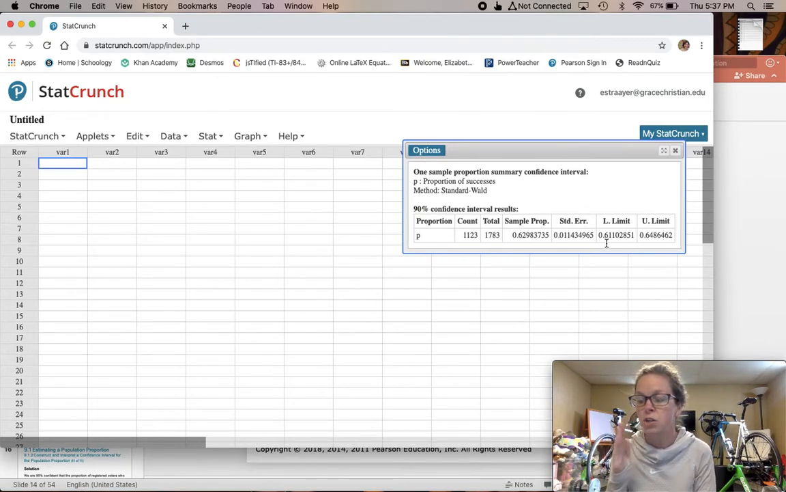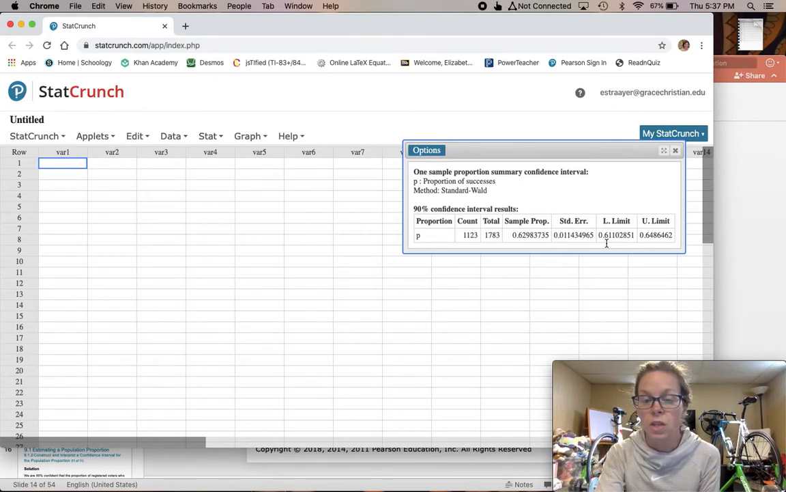The margin of error is how much do we add and how much do we subtract from that point estimate to get those upper and lower limits. So that is the margin of error, if your questions ask about that, which some of them will.